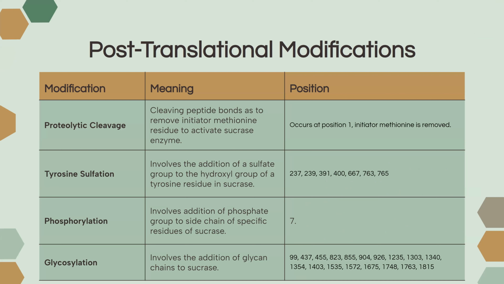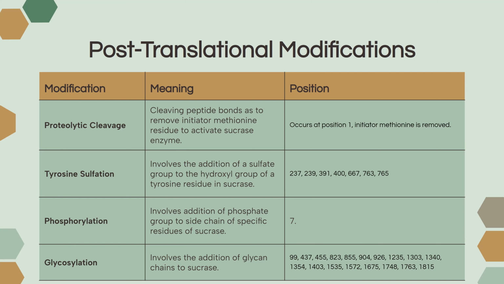Sucrase displays tyrosine sulfation at 7 different residues. Tyrosine sulfation essentially involves the addition of a sulfate group to the hydroxyl group of a tyrosine residue in sucrase, which typically occurs in membrane proteins involved in cell adhesion, receptor signaling, or protein-protein interactions.